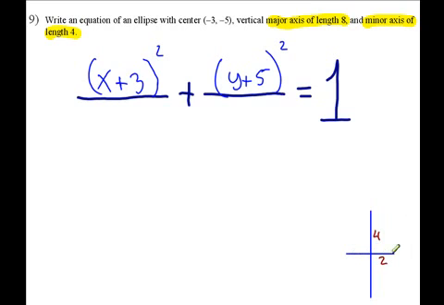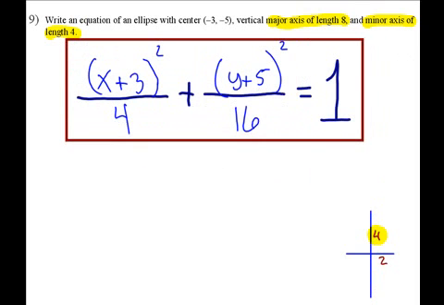This 4 is my a value, right? I need to see a squared, or 16, somewhere. This 2 is my b value. I need to see 2 squared, or 4, somewhere, right? Since it's got a longer axis that's vertical, the bigger number has to go where? On y. Under y. So I'm going to see the 16 here. That's the 4 squared. I'm going to see the 4 here. That's the 2 squared. And there's my equation of that ellipse. We're done.